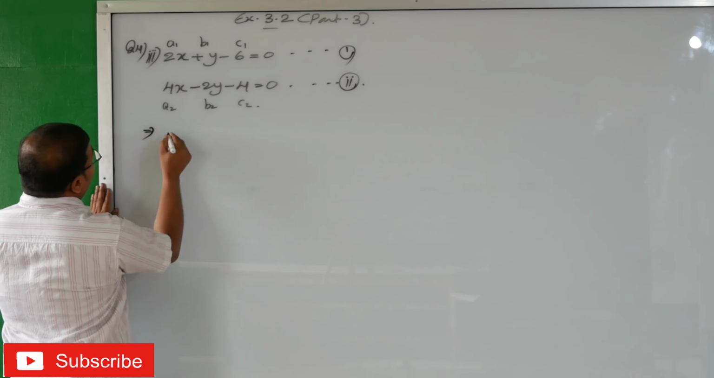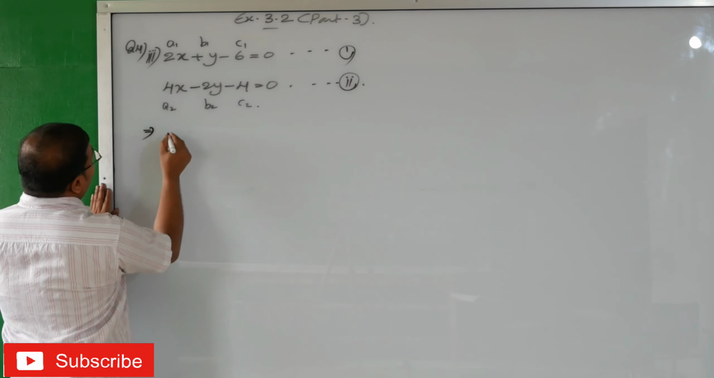And a2, what is the value of a2? That is 4. b2, what is the value of b2? Minus 2. And c2, that is minus 4. So what will you do first? a1 by a2. What is the value of a1? That is 2. What is the value of a2? That is 4. So we'll cancel by 2. 2 ones are 2, 2 twos are 4. So we got 1 by 2.